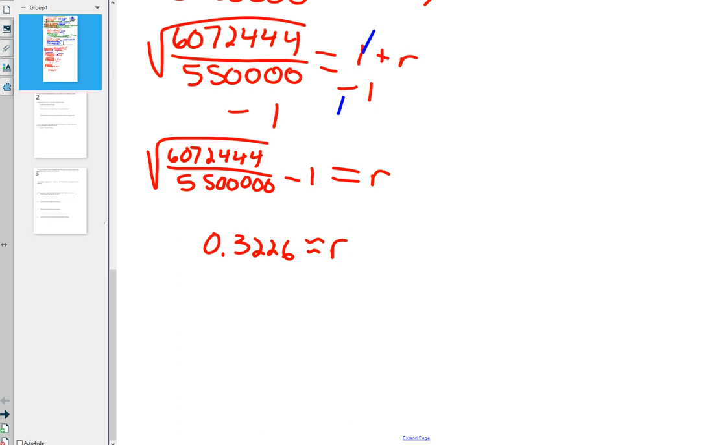Square root of 607,444 divided by... I typed it wrong. It is 5%. And it's nice because it's 0.050, so it's pretty darn close to 5%, 5% growth. Sorry about that. Anybody else? All right, let's move on.